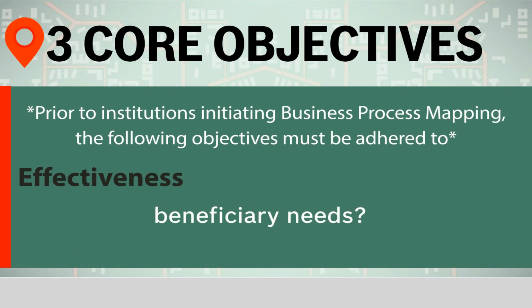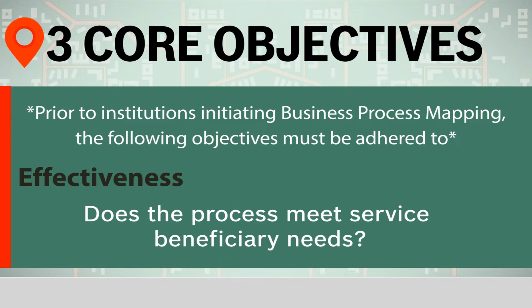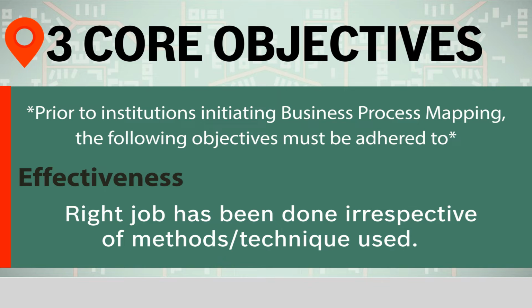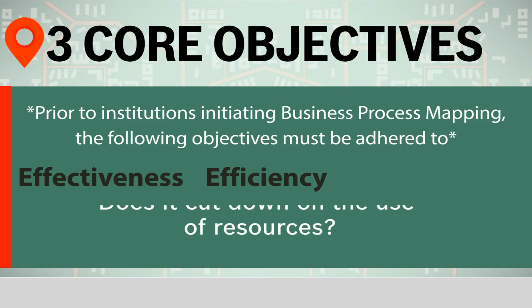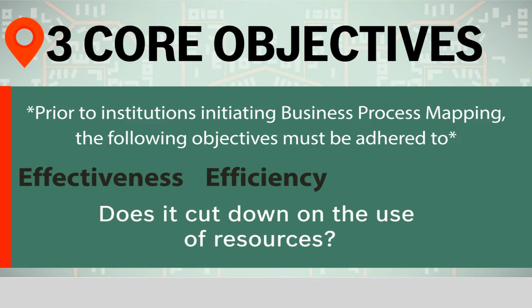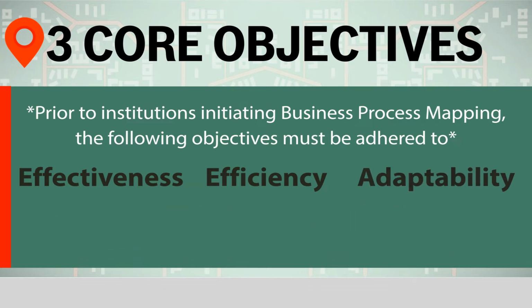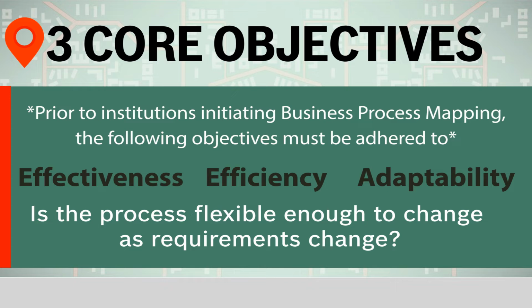Effectiveness. Does the process meet service beneficiary needs? Does the process lead to the attainment of desired goals? Effectiveness means the right job has been done, irrespective of the methods or techniques used. Efficiency. Does it cut down on the use of resources? Efficiency means the right technique has been used for doing a job, achieving a goal, or satisfaction. Adaptability. Is the process flexible enough to change as requirements change?